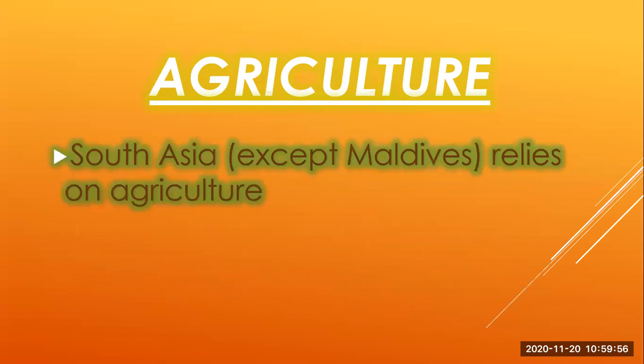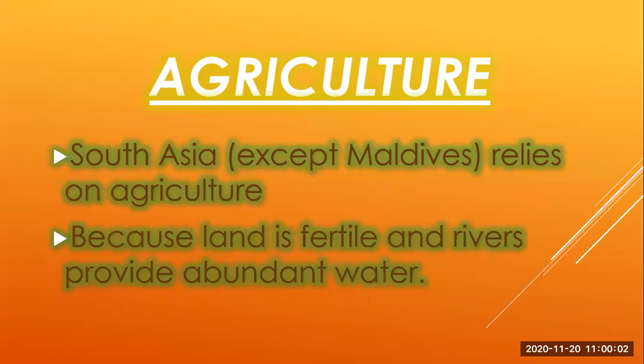Afterwards, agriculture. South Asia, except Maldives, relies on agriculture because land is fertile and river provides abundant water. Because land is fertile, that means land is able to grow plants. And river provides abundant water. These two are the main things required for agriculture. What is agriculture? Agriculture means growing crops.